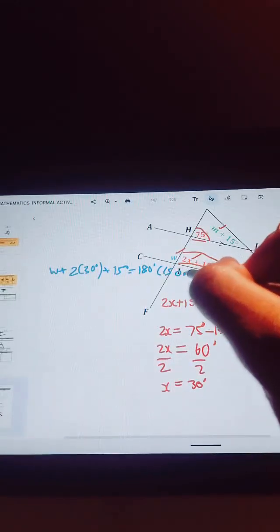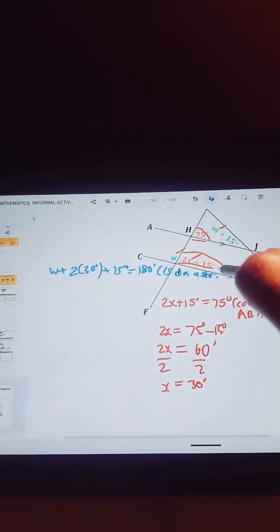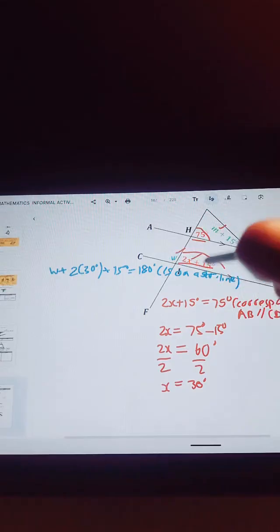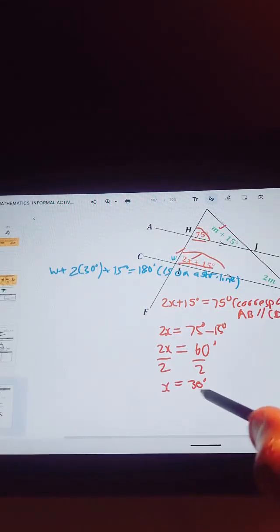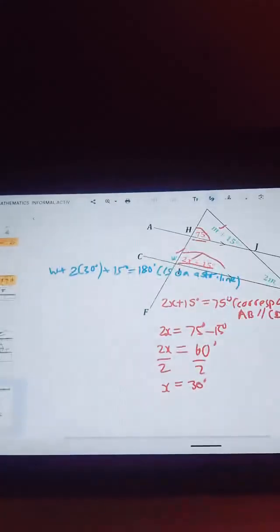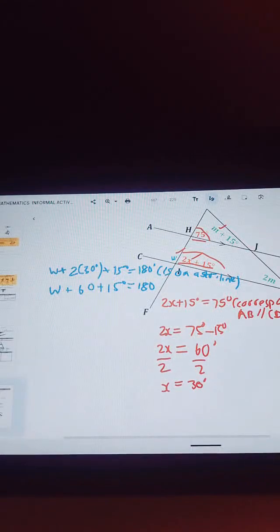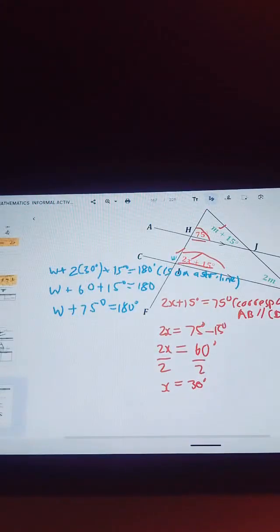Reason: angles on a straight line. So this W plus this 2x plus 15, but in the place of x we put 30 degrees, so it's 2 times 30 plus 15 is equal to 180. So that's W plus 60 plus 15 is equal to 180. W plus 75 degrees is equal to 180. Take the 75 over. W is equal to 180 minus 75.